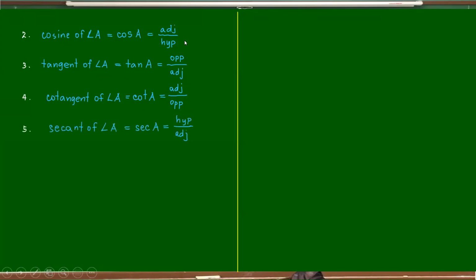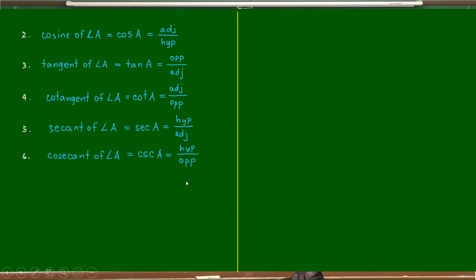And then for the reciprocal of cosine of angle A, we have hypotenuse over adjacent, and the special name given is secant of angle A, abbreviated sec A. So again, secant of angle A is hypotenuse over adjacent, while the reciprocal of sine of angle A, where sine of angle A is opposite over hypotenuse, we have cosecant of angle A. So this is abbreviated csc A, cosecant of angle A or cosecant A, and that is hypotenuse over opposite.